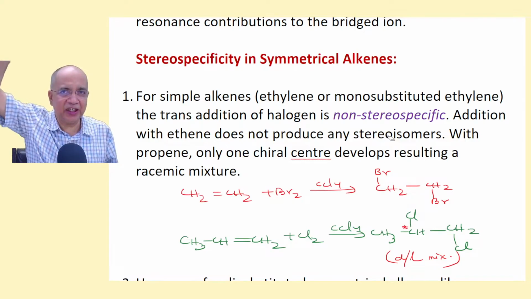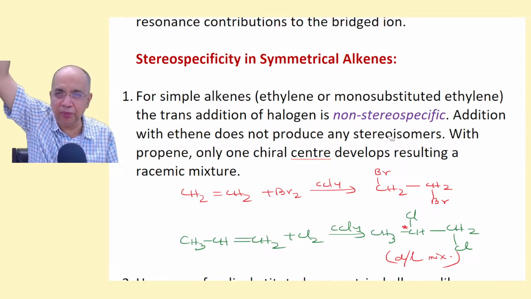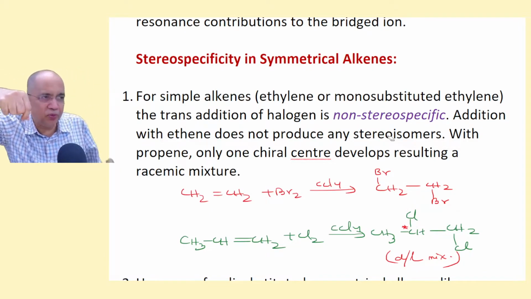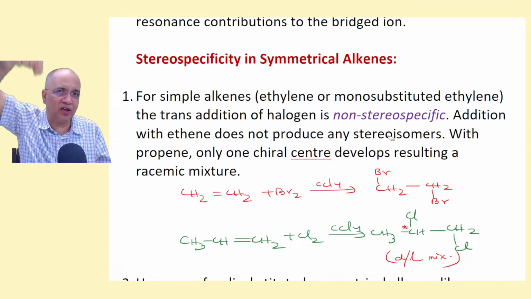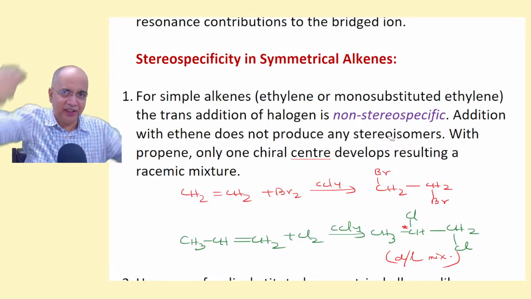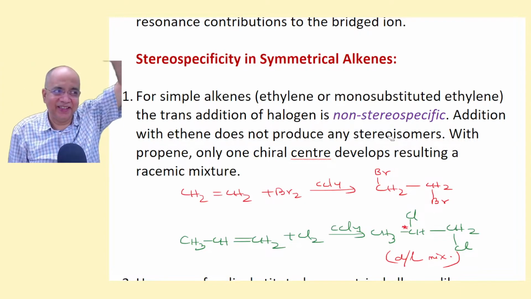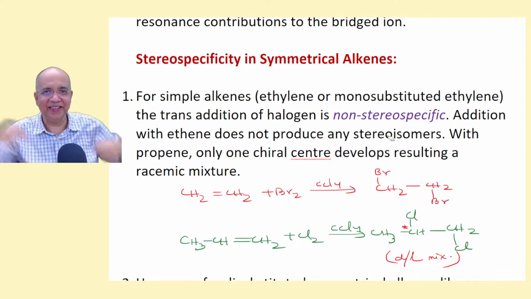Because the addition mechanism of the halogenation is trans. This bromine comes from the upper side, this face, and the other bromine comes from the opposite face. So this is anti or trans addition. So there are two possibilities. This, right? This.